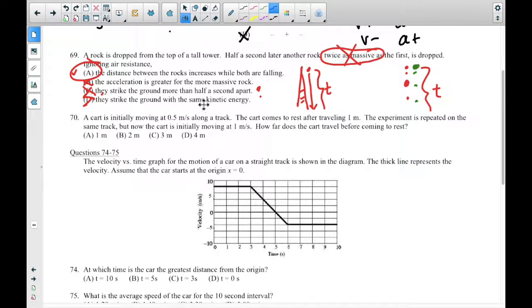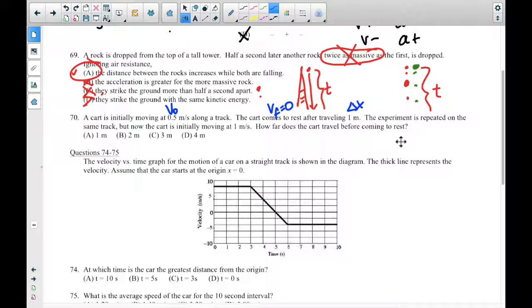All right, number 70. A car is initially moving at 0.5 meters per second along a track. That's our initial velocity. It comes to rest after traveling 1 meter. The experiment is repeated on the same track, but now the car is initially moving at 1 meter per second. How far does it travel before coming to rest?